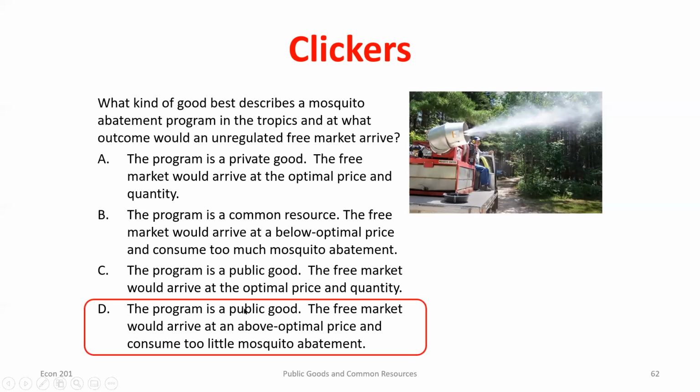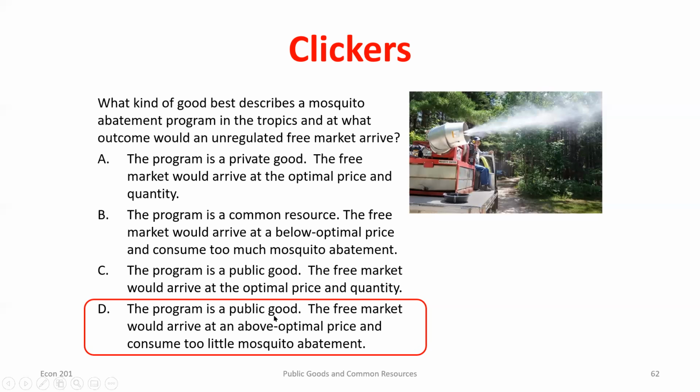But if we allow individuals to make this decision, maybe there's only one person who's going to pay for it. So we would say that we consume way too little, because there are huge benefits. If we add up the benefits to every single citizen, the benefit of this mosquito abatement is huge. But no one person, even probably a millionaire, values it enough that they will individually pay for it. So we get a quantity that's too low, and the price is going to be higher than what would be optimal.